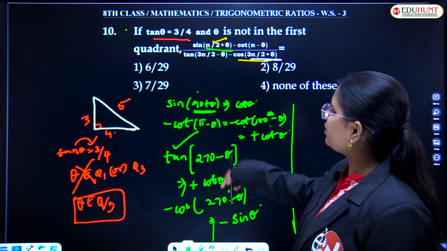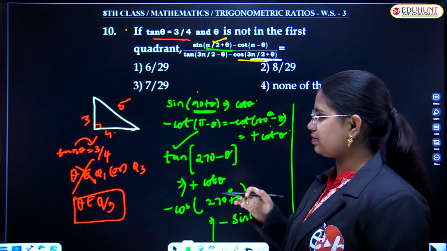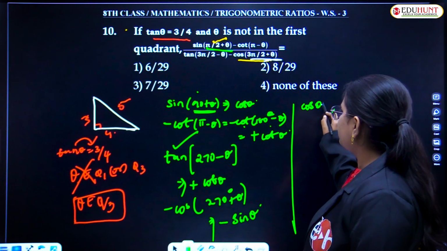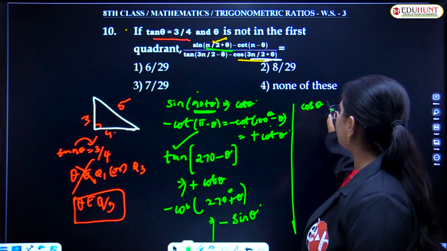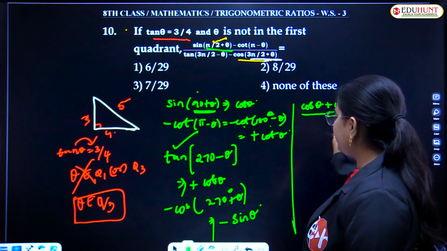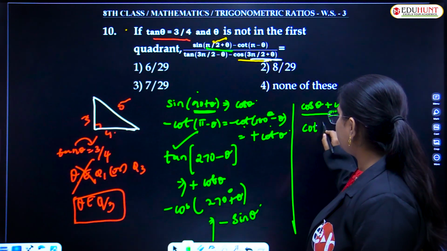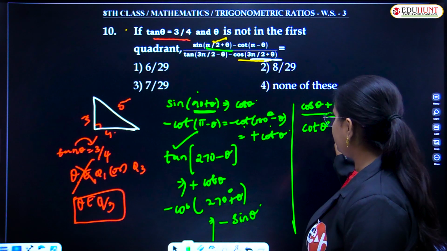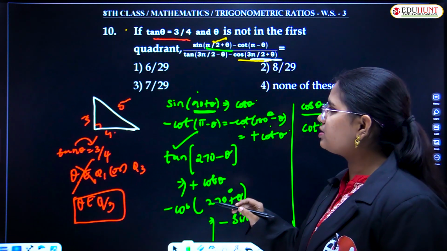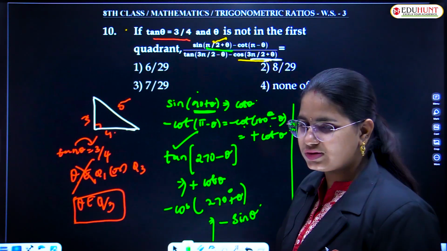So let's simplify all these values. Whatever we simplified, I will now substitute all of these in here. So what is this? First one is cos theta, right? Next one is plus cot theta. Cos theta plus cot theta divided by, next one is tan of 270 minus theta, which is cot theta. Next one is minus sin theta. What is cos theta from the figure? Can you please tell me?